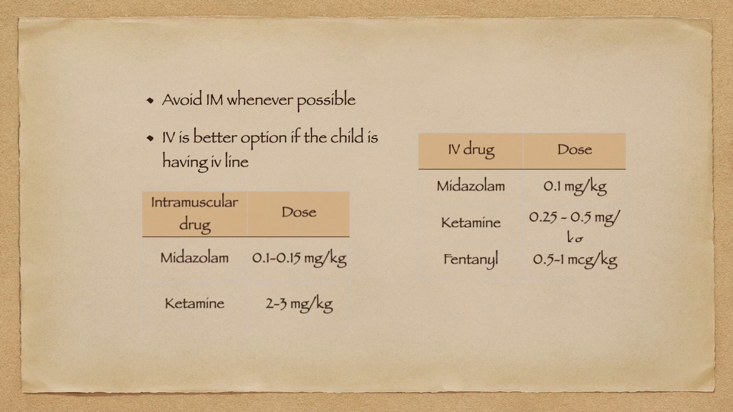If you are giving intramuscular, the dose is midazolam 0.1 to 0.15 mg per kg, ketamine 2 to 3 mg per kg. If you are giving IV, midazolam should be given 0.1 mg per kg, ketamine 0.25 to 0.5 mg per kg, and fentanyl 0.5 to 1 microgram per kg you can give.